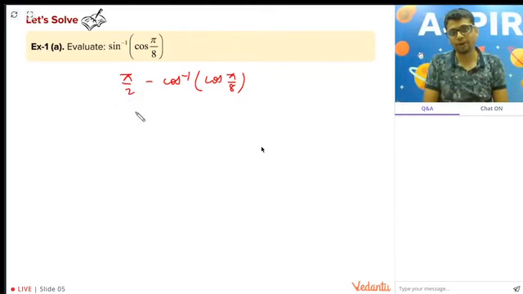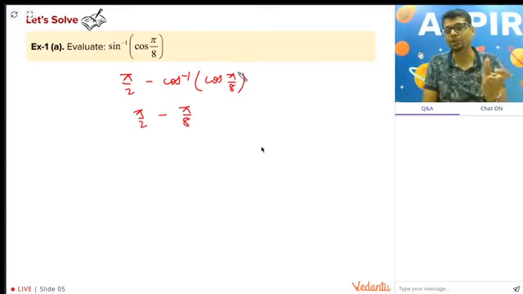And what about cos inverse cos pi by 8? It is pi by 8 only. Why? Because this pi by 8 lies between 0 and pi. So it becomes pi by 2 minus pi by 8. What would it be? 3 pi by 8.